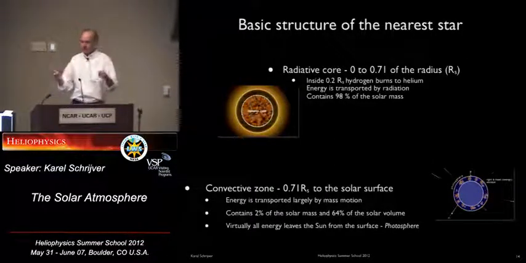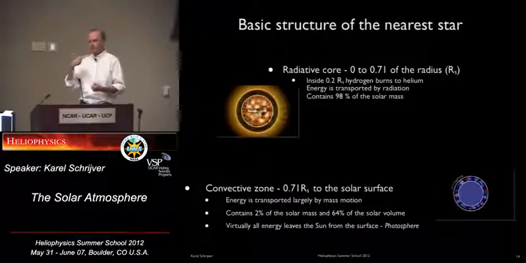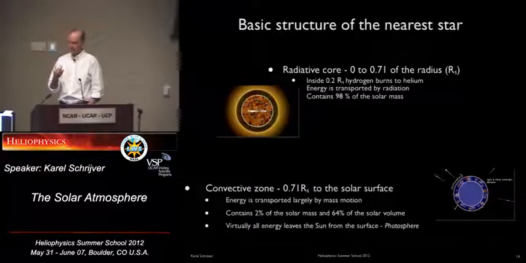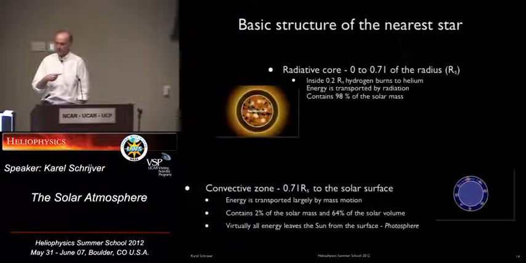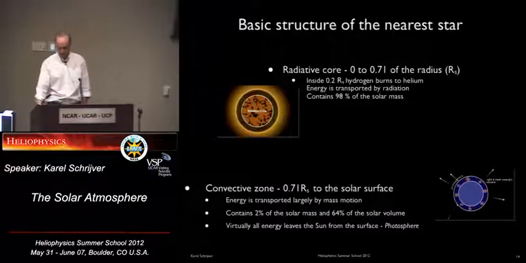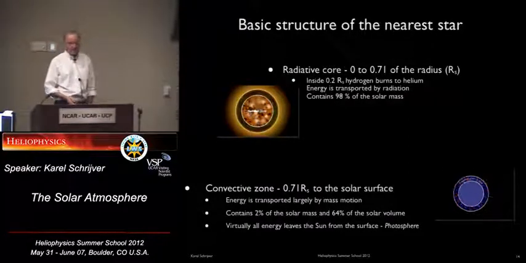It is that convective motion coupled with the rotation of the star that drives the dynamo. And the dynamo generates all these magnetic phenomena that I'll be talking about for the remaining hour and 15 minutes or so in the solar atmosphere. There isn't terribly much mass in it.